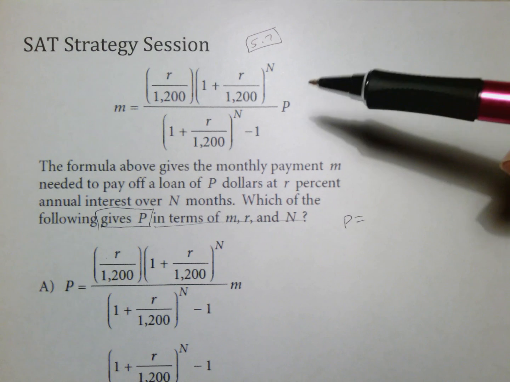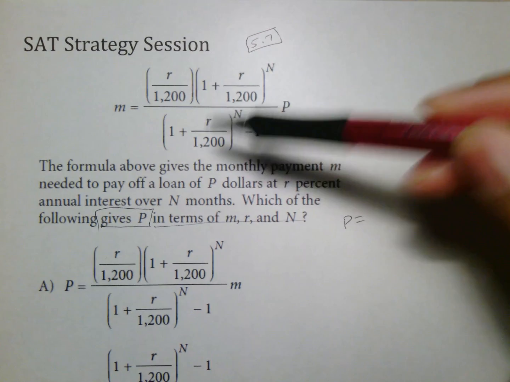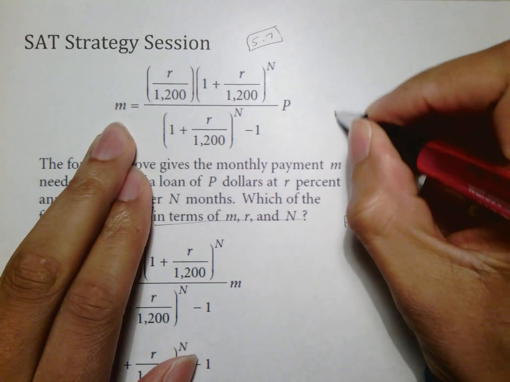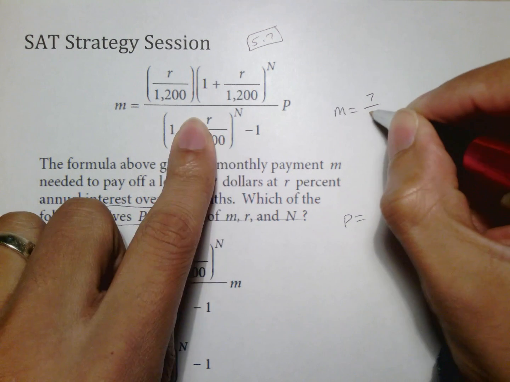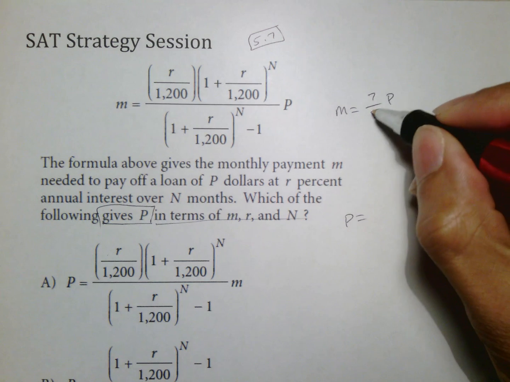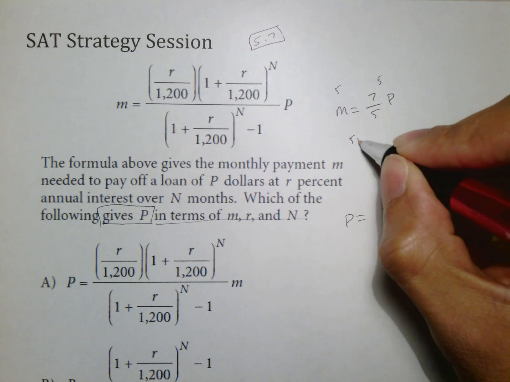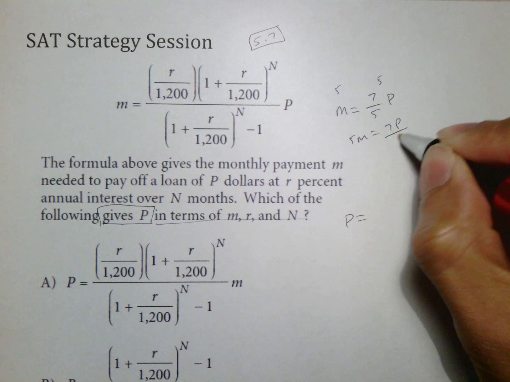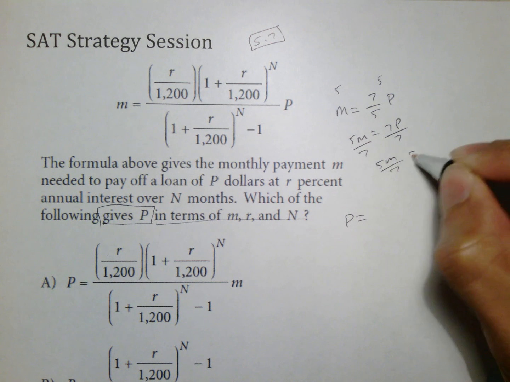So in my experience, what I would do is, instead of dealing with all that, let's look at something simpler, and let's turn this to M equals, and let's turn this into a nice number like 7 over 5 P. If we were going to solve for P in that situation, the first thing we would do is multiply by 5, which would give us 5M equals 7P, and then we would divide by 7, which would give us 5M over 7 equals P.